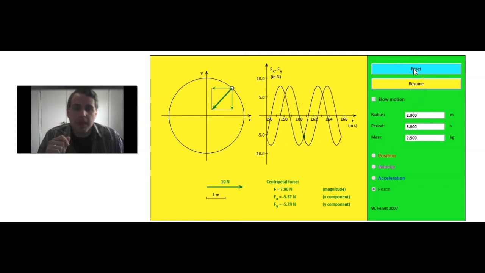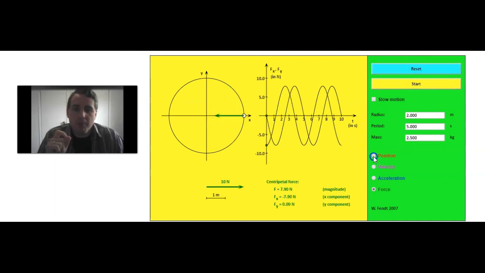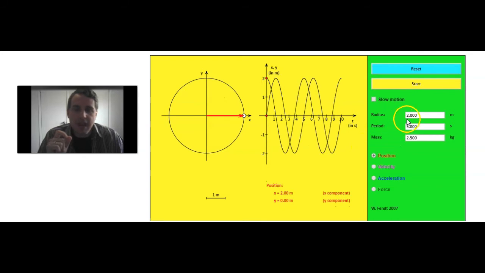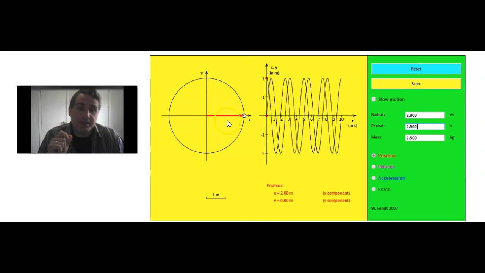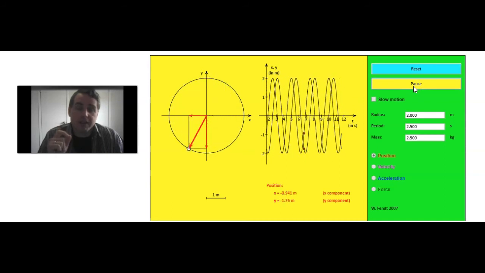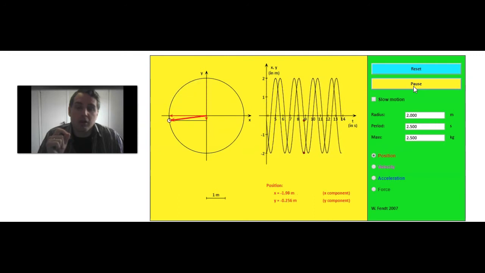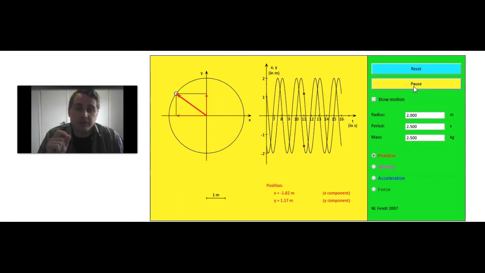Okay, now let's take one more step and say, what if we were to go back to position, but now let's make the period exactly half as much, so 2.5 seconds. Okay, notice nothing about the position changes, it's just that we rotate through at a faster rate of rotation. It only takes 2.5 seconds in order to complete one full rotation.